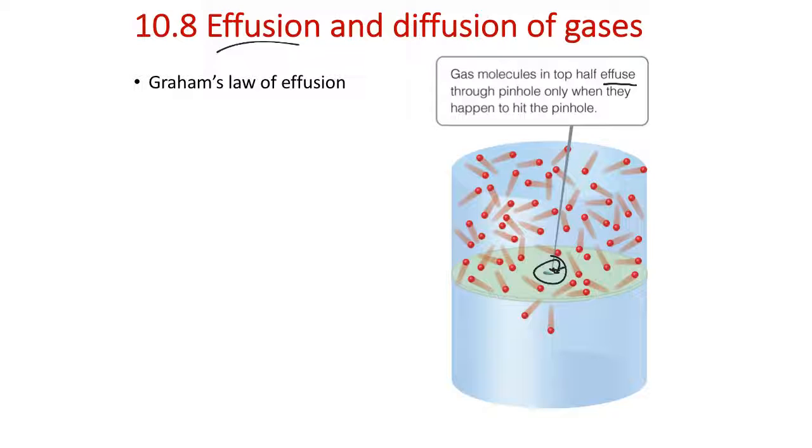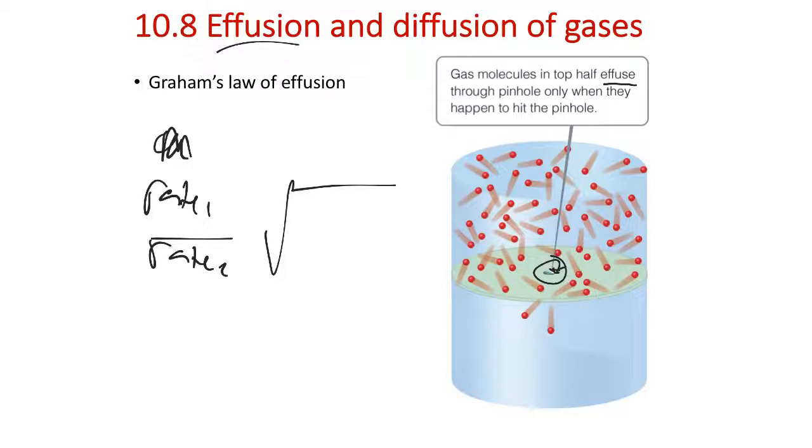So Graham's law of effusion relates the rate of escape of one particle compared to another particle. So it relates the rate of escape of particle one compared to the rate of escape of particle two. And it's related to the inverse of their molar masses. So the lighter the particle, the faster the rate of its escape. So the lighter particle has a faster rate of escape.